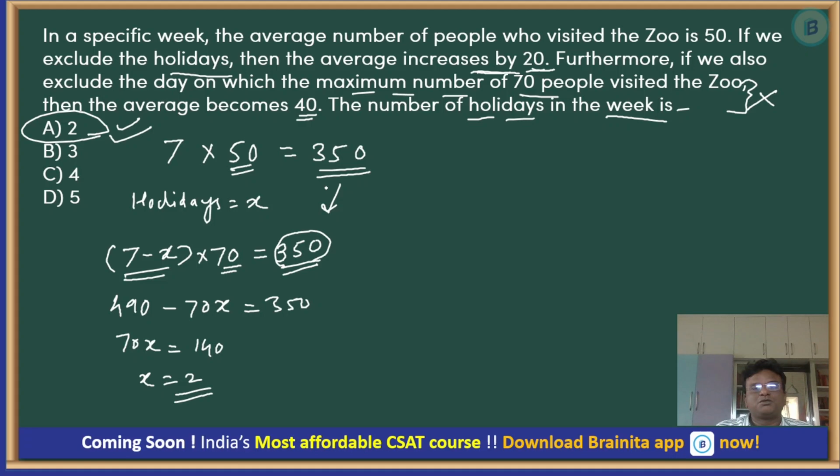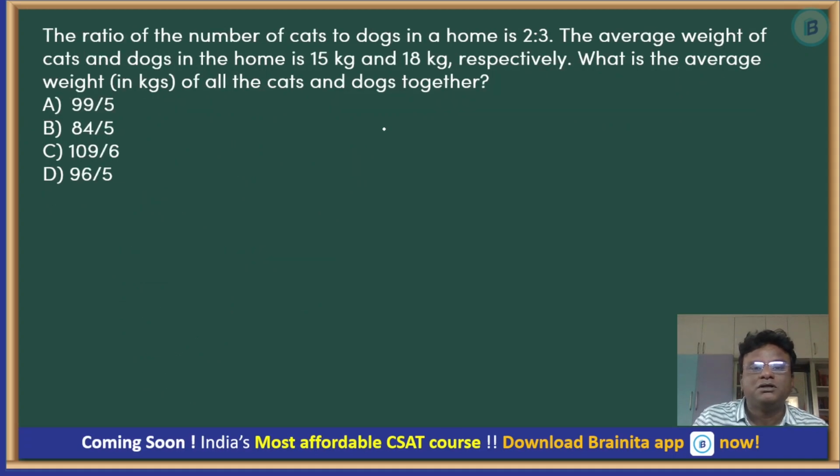I included this problem because there would be some problems where some extra unnecessary information is given. You should be able to cut that out and take what you need and solve it as quickly as possible. I think this is the last question.